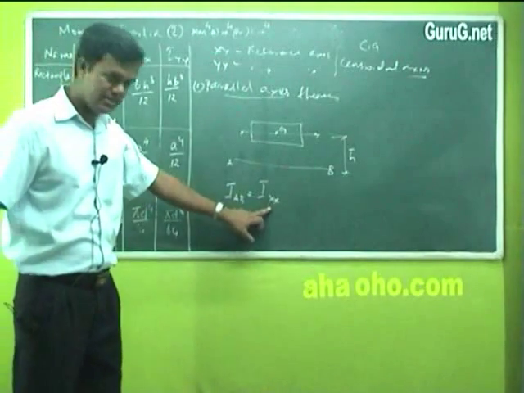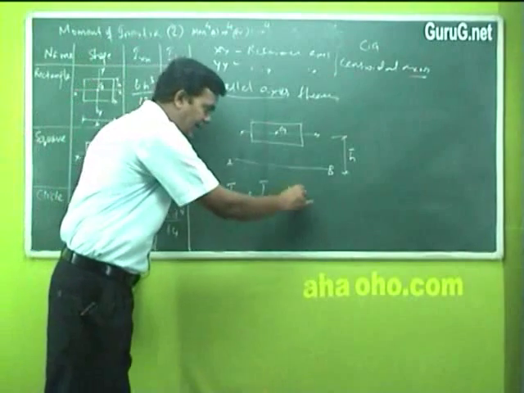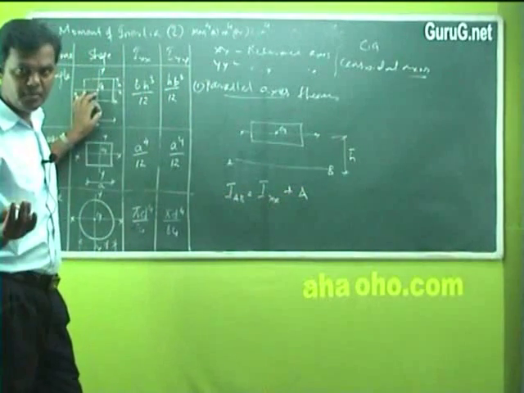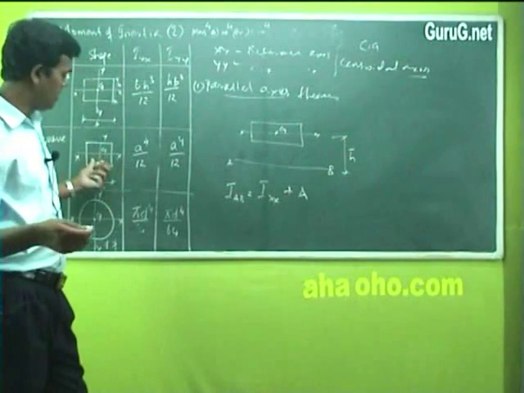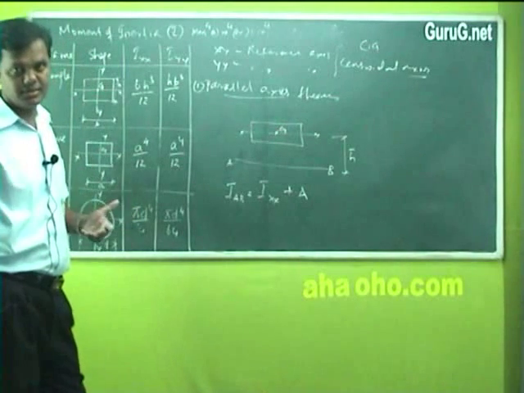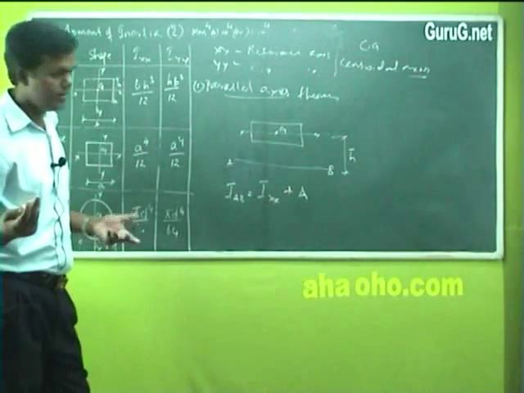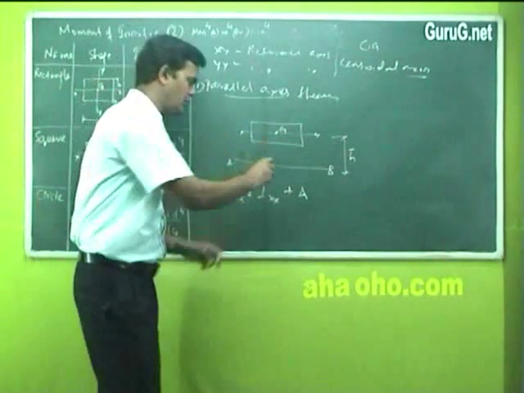This Ixx plus the sum of the area of the particular body. Where is the area now? For a rectangle, what is the formula for area? L into B. Triangle, you go half into B into H. A square, it is A into A, A square. Then the circle, pi r square is your area. Is it not? So that particular area of that body, for here it's a rectangle, you take L into B.